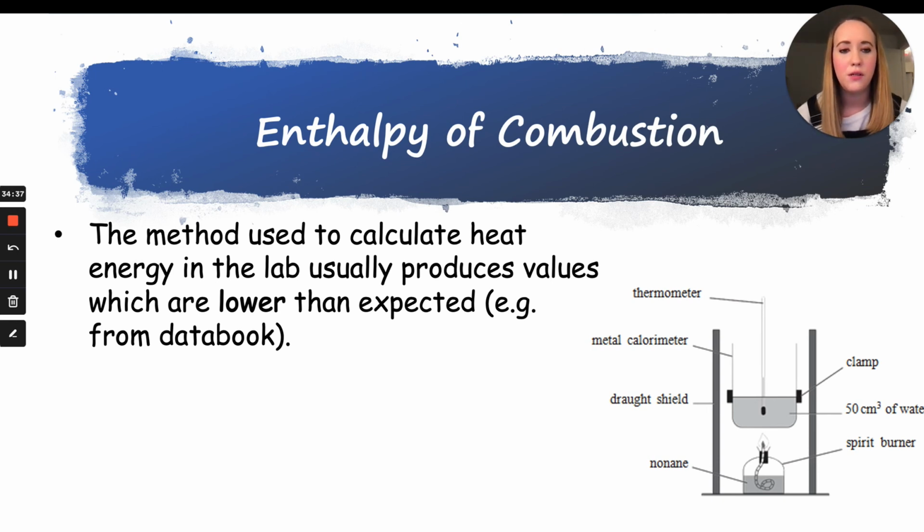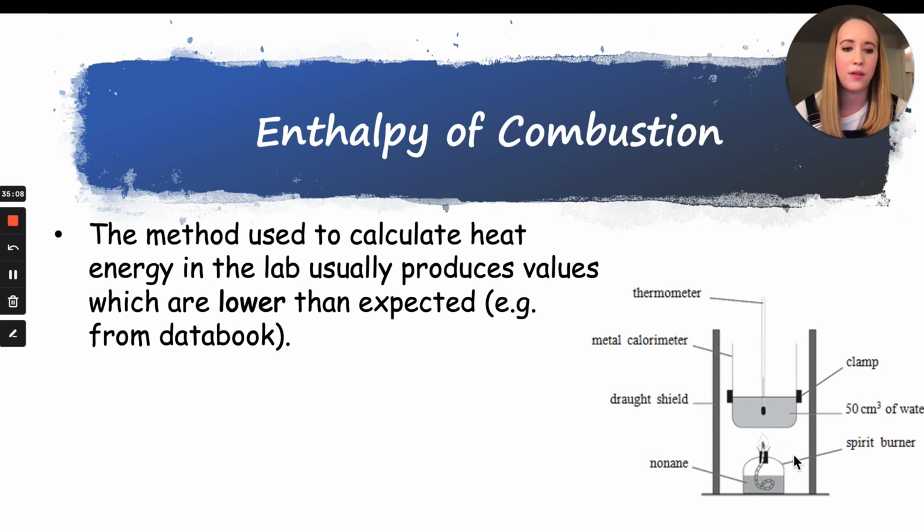We're limited in the lab with what we can actually do. This is kind of the best version of the setup that we can possibly come up with. So we've got our metal can, we've got our spirit burner, and we've added a draft shield down the sides, which is to try and keep the heat being released from the fuel, to funnel that towards the water in the beaker, okay?